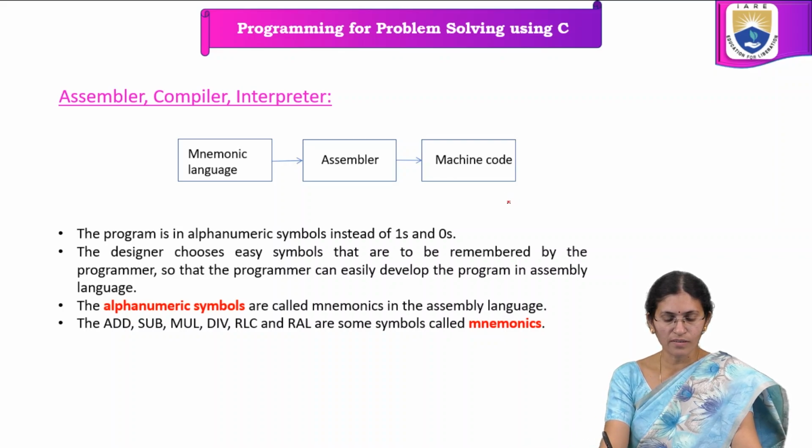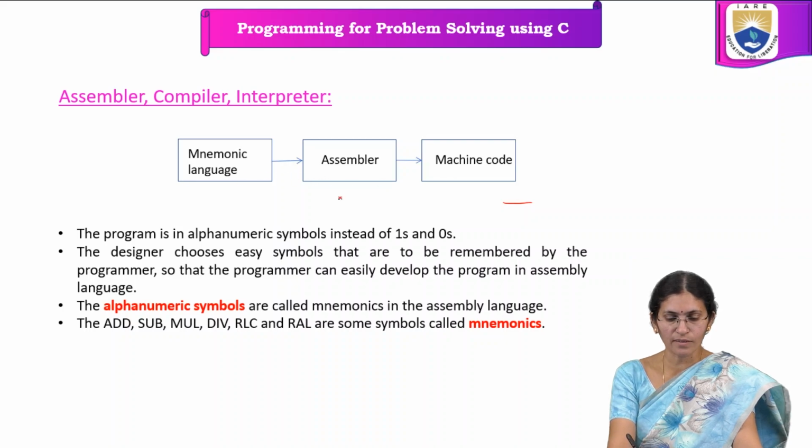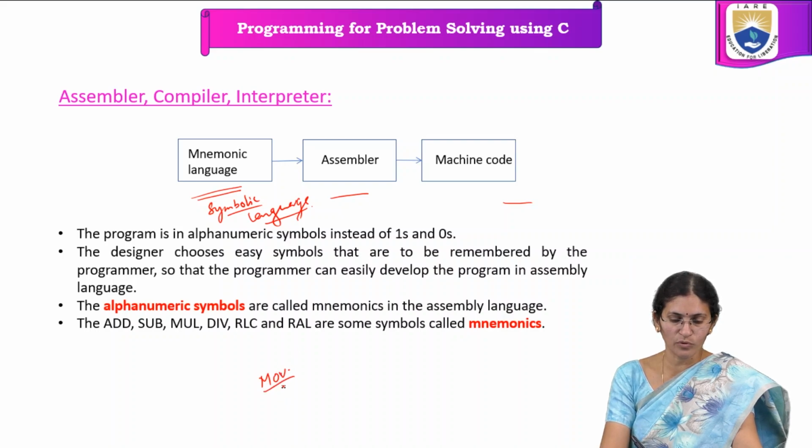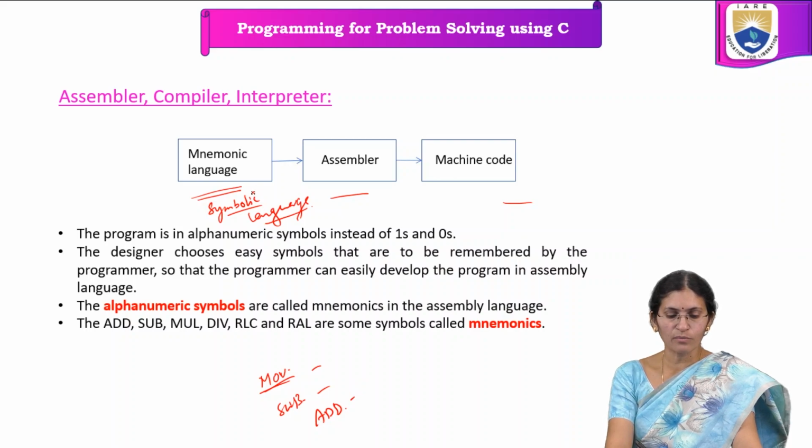So this is how you can understand a compiler. Assembler: it is a program which converts mnemonic language or symbolic language. We call it symbolic language because symbols are used here. For example, MOV for move, in order to transfer; SUB for subtraction; ADD for addition. The symbols are used in this language, therefore we call it symbolic language.